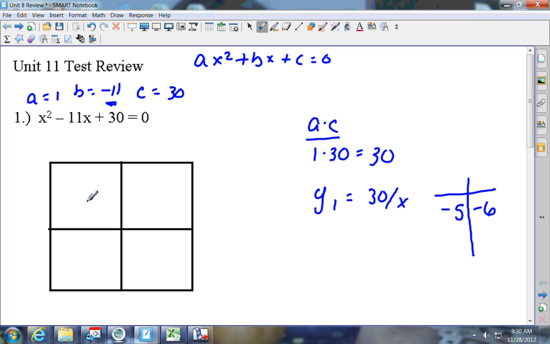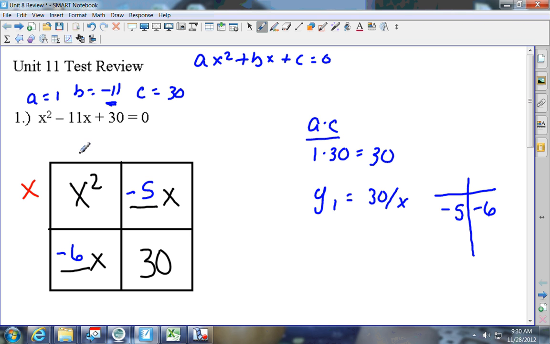Now, in the box, in the top left-hand corner, you put the x squared. The bottom right, you put the 30. Then you have something x, something x. Well, those somethings are what we found over here. So I've got negative 5 and negative 6. The next question that shows up is, does it matter which box I put these in? No, it does not. X squared splits up as x and x.